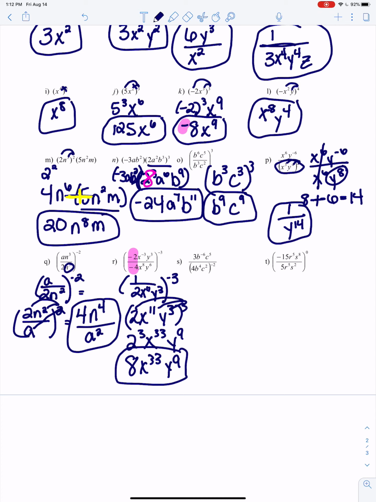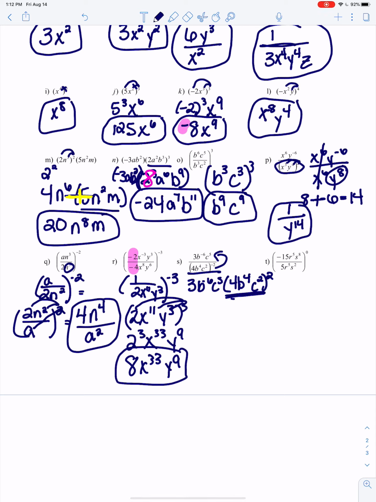Okay, example s. I've got to do the bottom first because it's got its own exponent. Okay, and actually since it's a negative, I'm going to move all of it up to the top. So that's what I could do. I've got 3b to the negative 6th, c to the 5th, and then I've got times 4b to the 4th, c to the 2nd, to the 2nd. Notice I made that new power positive because I moved it to the top.